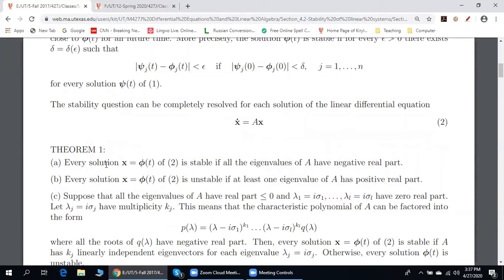So theorem 1. In theorem 1, we are talking about these systems only. We are talking about systems that can be written as x dot is equal to Ax. Every solution of this system is stable if all the eigenvalues of A have negative real part.